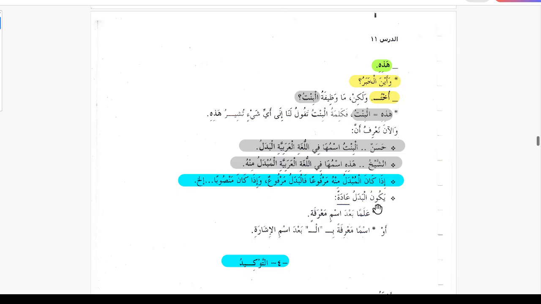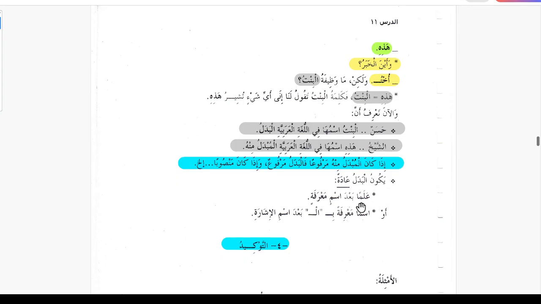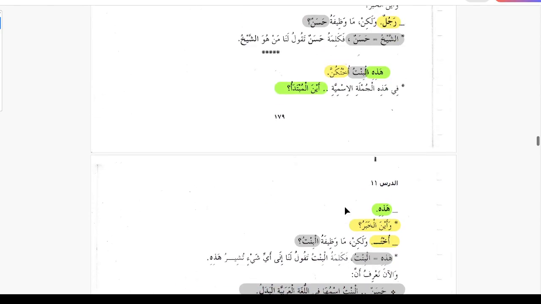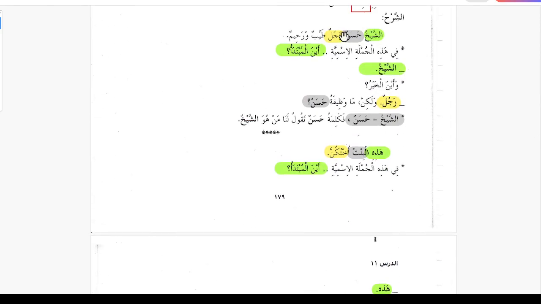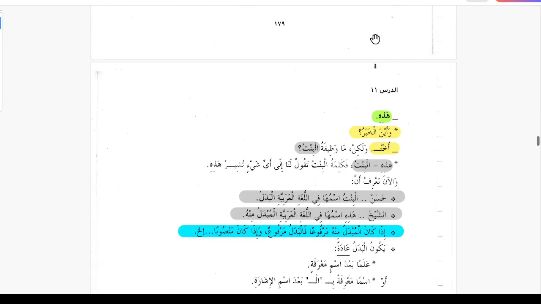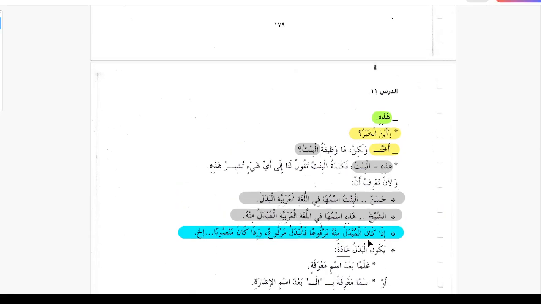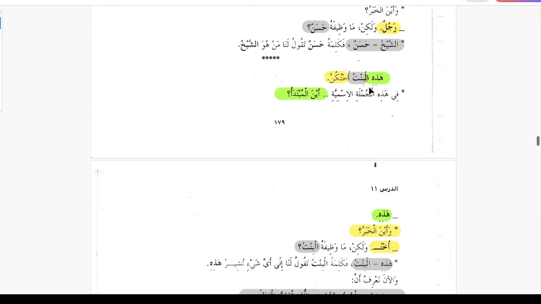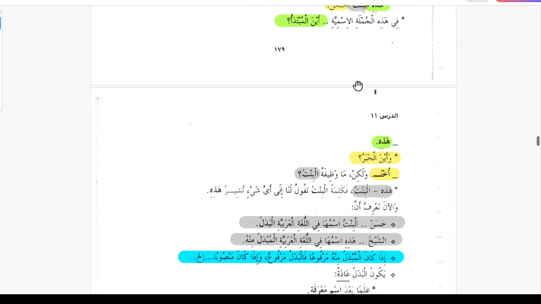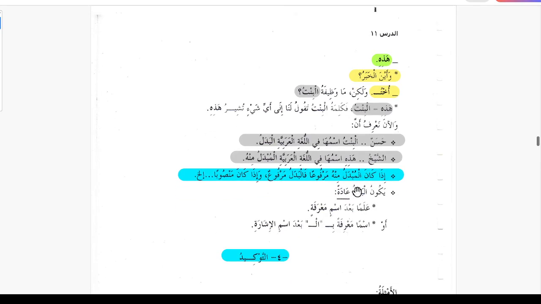So normally the substitute, the badal, is a name, an ism marifa, like in this case Hasanun is the name of this ism marifa, or an ism marifa after ism ishara. So after ism ishara, hazihi is having a al. So this is normally what happens.